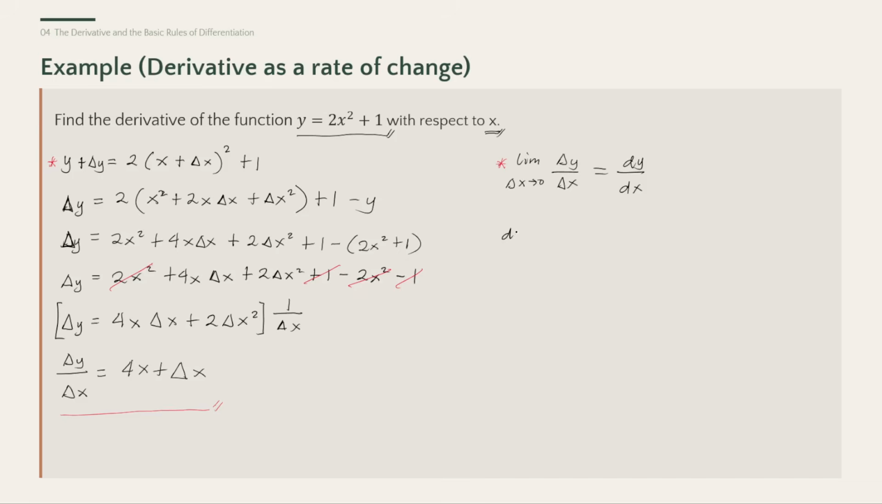Okay, therefore, the dy/dx is equal to the limit of, in this case, what remains is 4x plus delta x, and we're taking the limit as delta x approaches 0. By the rules of limits, we just need to substitute 0 for delta x there. So we have 4x plus 0. We have dy/dx. Therefore, the dy/dx, or the derivative of the function, is 4x.